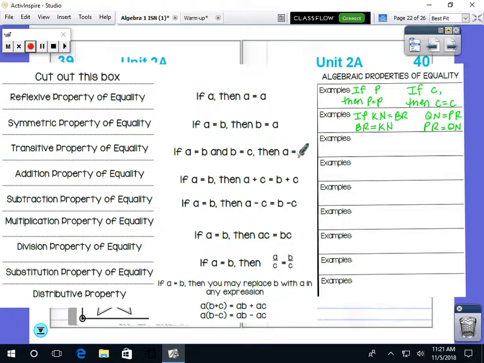Okay, well let me try to help you understand that. See how A and C are both equal to B? Well, think about it. If A and C are both equal to B, wouldn't that mean they also equal each other? That's what the transitive property of equality says. So look through your remaining rectangles and see if you can find two cards that represent that property.